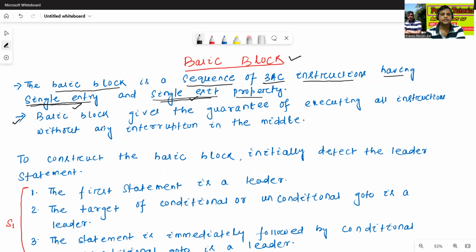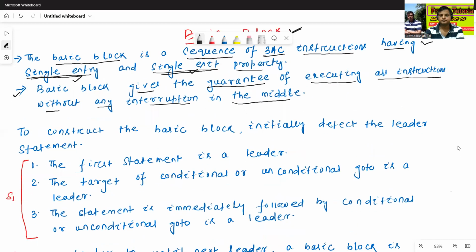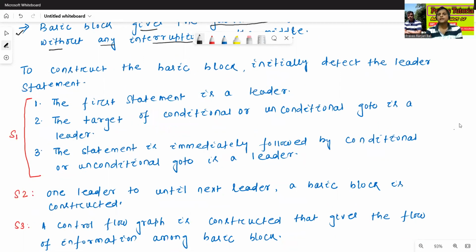What is the next point? Basic block gives the guarantee of executing all instructions without any interruption in the middle. Later we'll try to understand both definitions of basic block with the help of an example. Don't worry about this. The important point is how we'll construct the basic block.